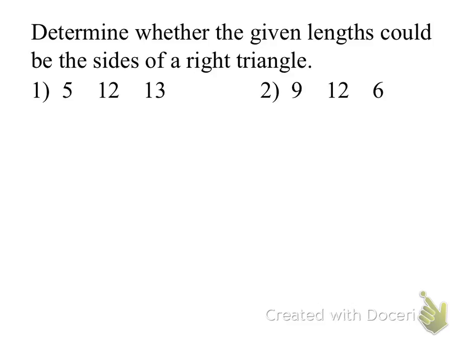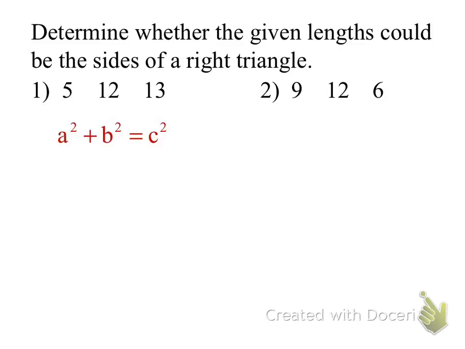Here's one way that they could ask us to determine whether the given lengths could be the sides of a right triangle. Here's 3 sides. Is this a right triangle? Well, we substitute into the Pythagorean Theorem. If they give us side lengths, I input them: 5 squared, 12 squared, 13 squared.